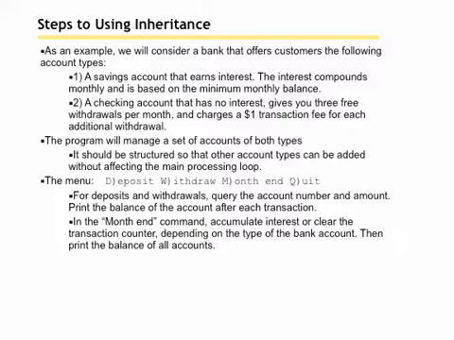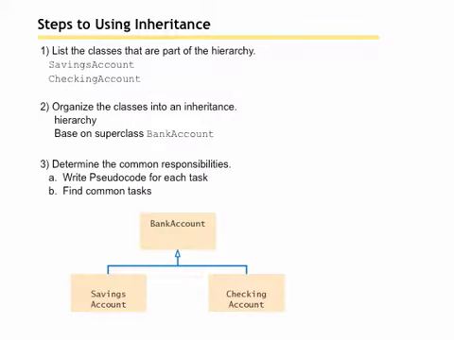The menu includes deposit, withdraw, month end, and quit. For deposits and withdrawals, query the account number and amount. Print the balance of the account after each transaction. In the month end command, accumulate the interest or clear the transaction counter depending on the type of bank account. Then print the balance for all accounts.